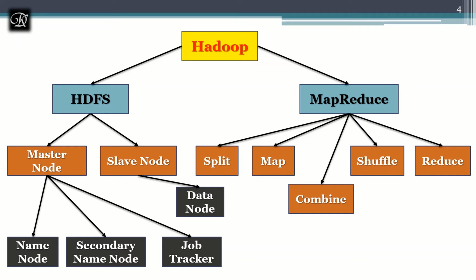And coming to the data node. So what is the job of the data node? Data nodes are responsible for serving the read-write operations and computation. So this is the job of the data node.